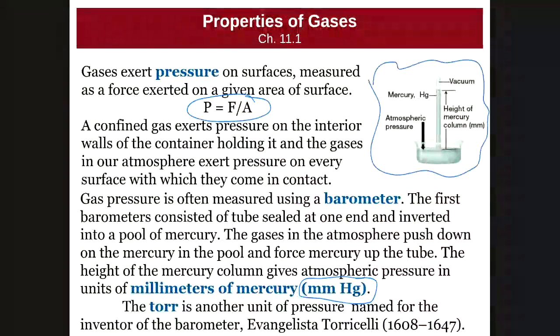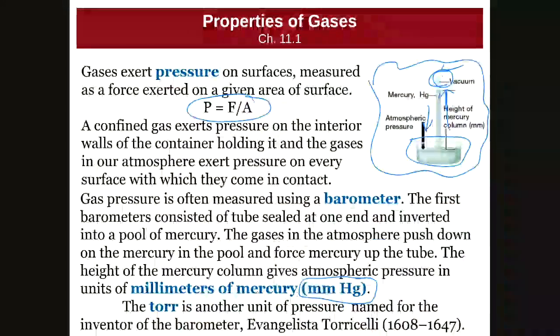So you have your pool of mercury, and atmospheric pressure, the gases in the atmosphere, pushing down on that mercury, which is causing some of that mercury to rise up this column that has a vacuum at the end because it's sealed. So the mercury will never rise all the way to the top, because there is some gas present up in the end of the tube.